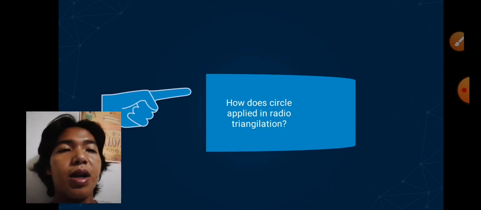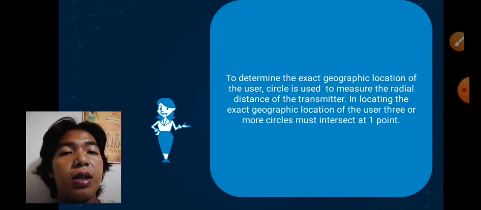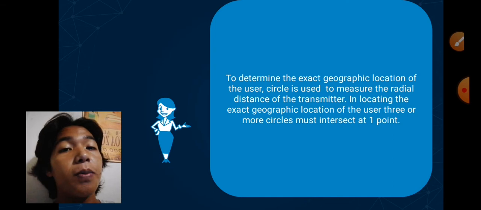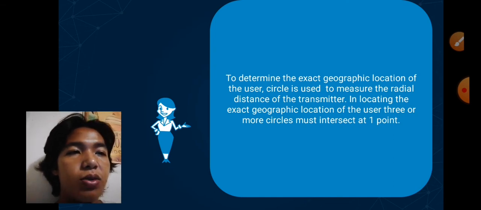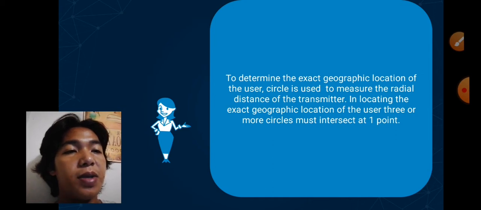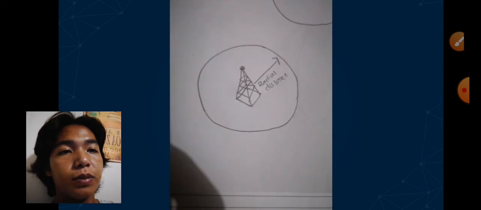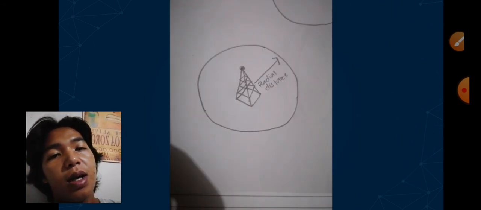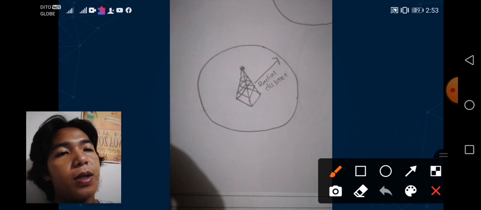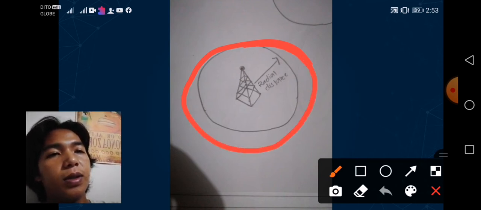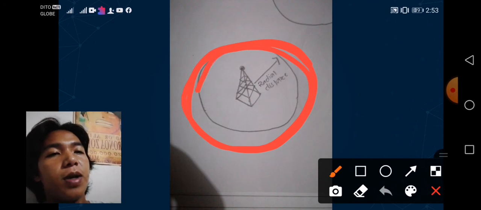So, how is circle applied in radio triangulation? Circle is applied in radio triangulation to determine the exact geographic location of the user. Circle is used to measure the radial distance of the transmitter. In locating the exact geographic location of the user, three or more circles must intersect at one point. So, this is the cell tower and the radial distance, which is an image of a circle.